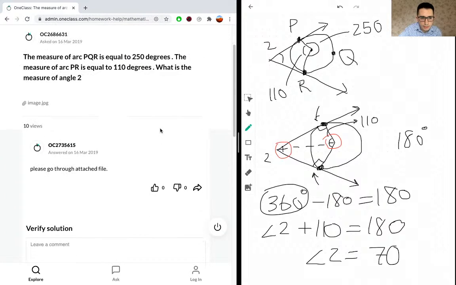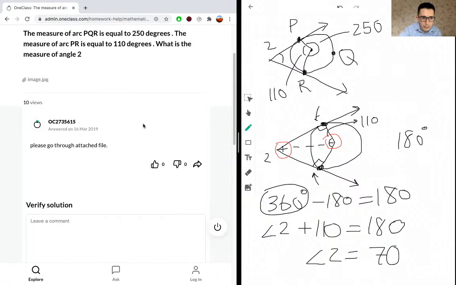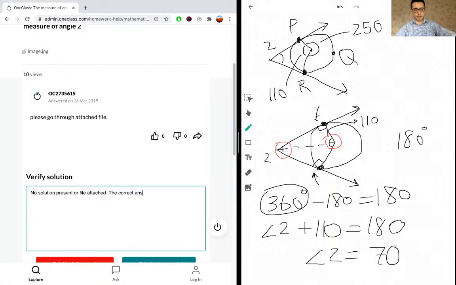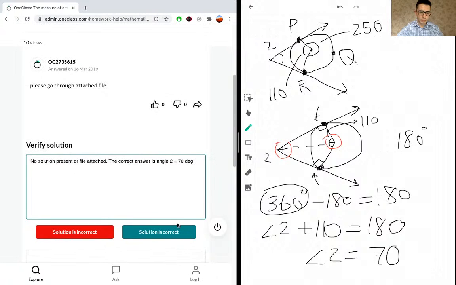So here, there's no attached file. No solution present or file attached. The correct answer is angle 2 equals 70 degrees. Okay, so here the solution is incorrect.